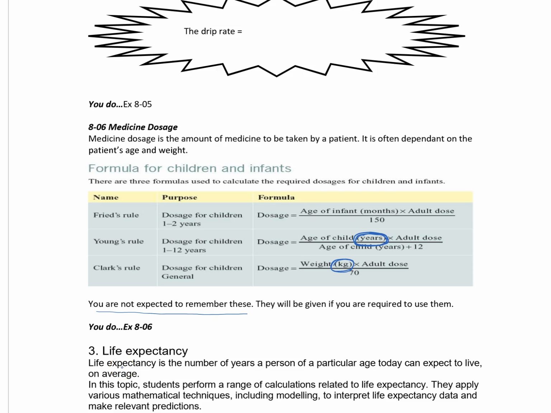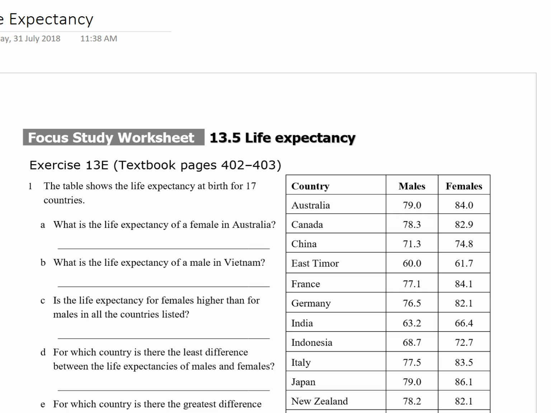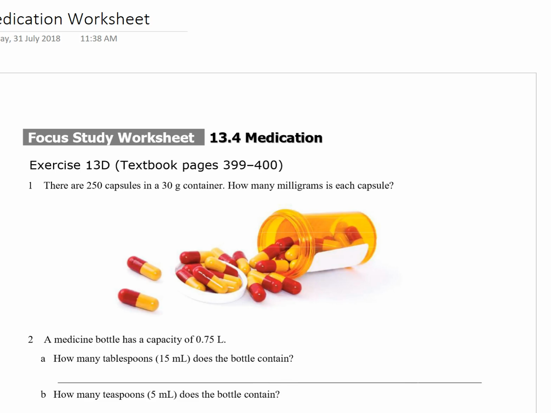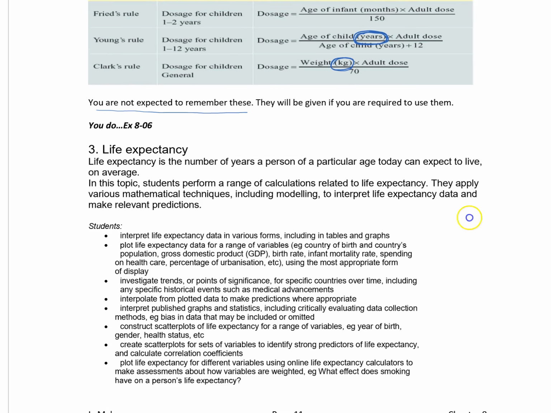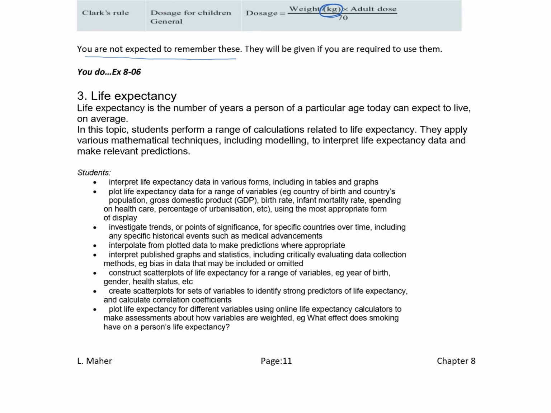I would encourage you then to do 806. I've also, you can see hopefully a worksheet tab, and there's a medication worksheet, and I would suggest that you actually complete that one as well. I'm going to go on in this video and talk about life expectancy. I think these are three very straightforward exercises, and I think you won't have any trouble completing them.